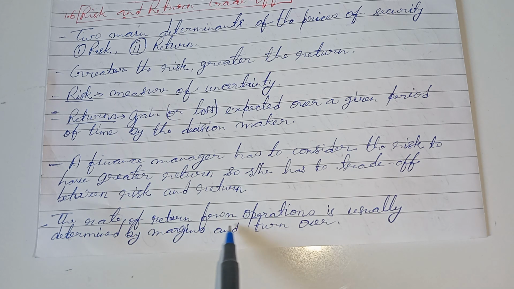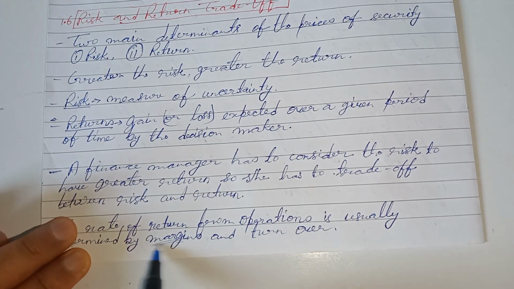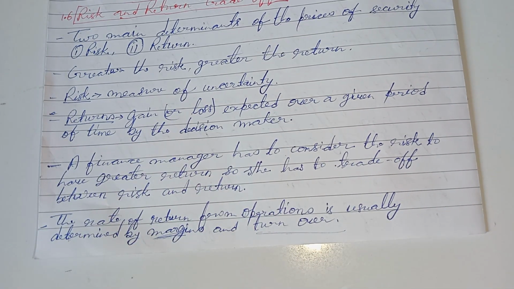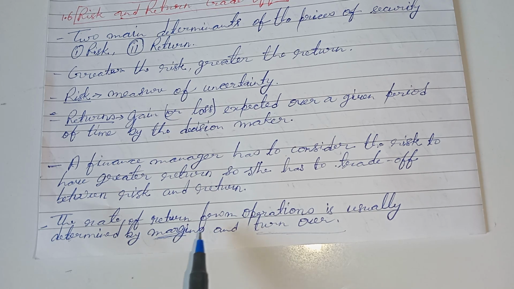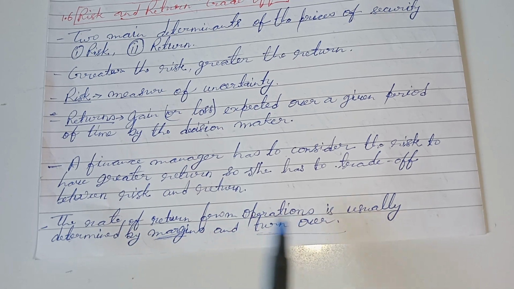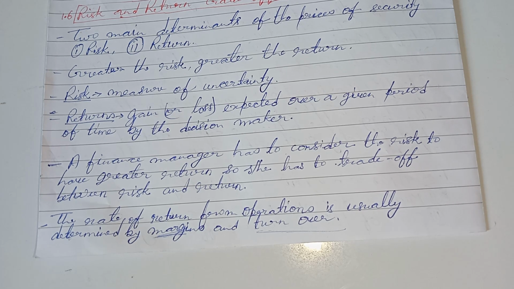So the rate of return from operations is usually determined by margins and turnover. Margins and turnover. By these two determinants, we can say what rate of return we can get from the operation. So the rate of return from the operation is generally determined by the margins and turnover. I think that is clear. If it is clear, then we can move on further.